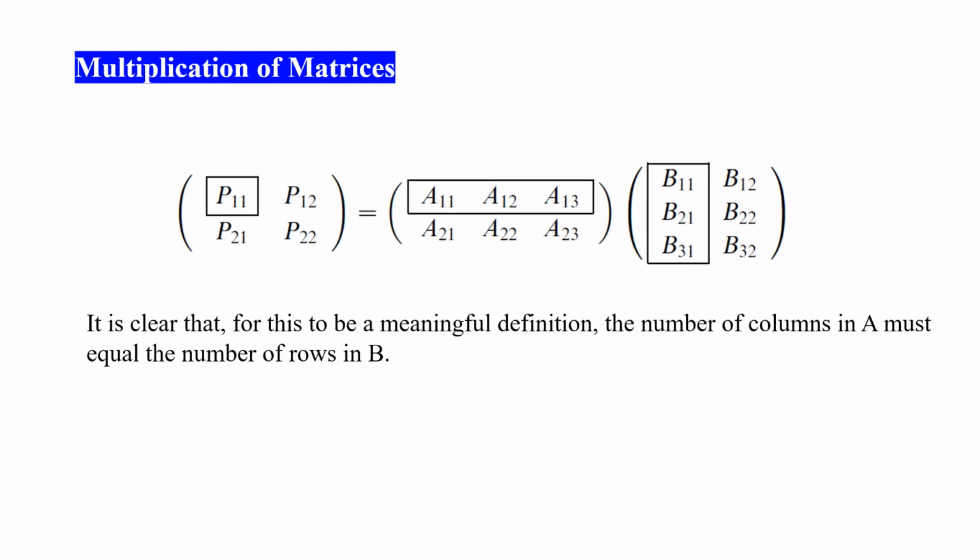Again, let us just emphasize that it is clear that for this to be a meaningful definition, the number of columns in A must equal the number of rows in B. That is, for your A, IK, and then your B, KJ, the K in your A, which is the column, should equal the K, the row, in your second matrix B.